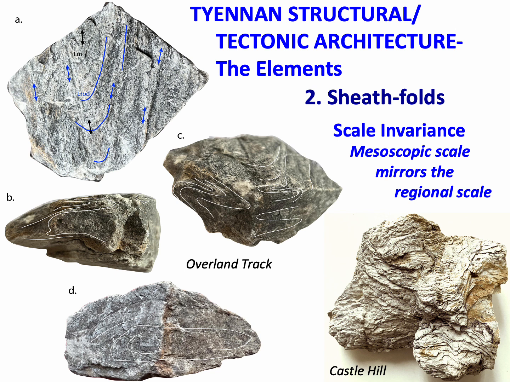Secondly, sheath folds. Sheath folds have curved hinge lines and ovoid cross-sections. See D on the lower left. They are commonly bisected by the mineral stretching lineation. See A on the upper left. And often show multiple lobes or sheath-like protrusions. See the two protrusions on the lower right. They occur at all scales.